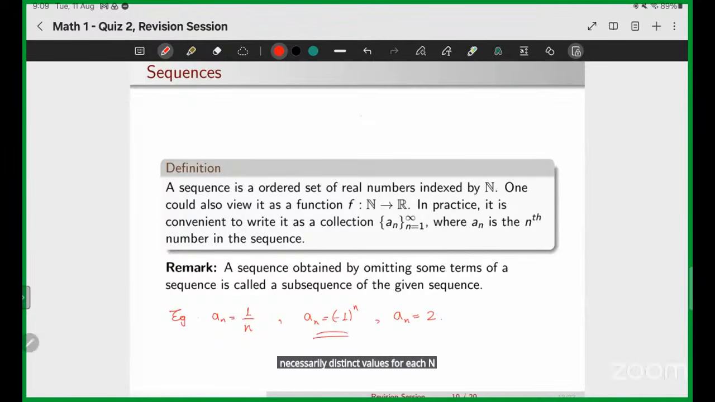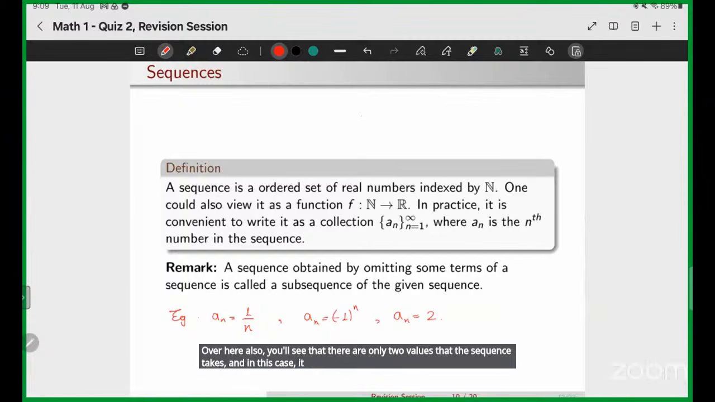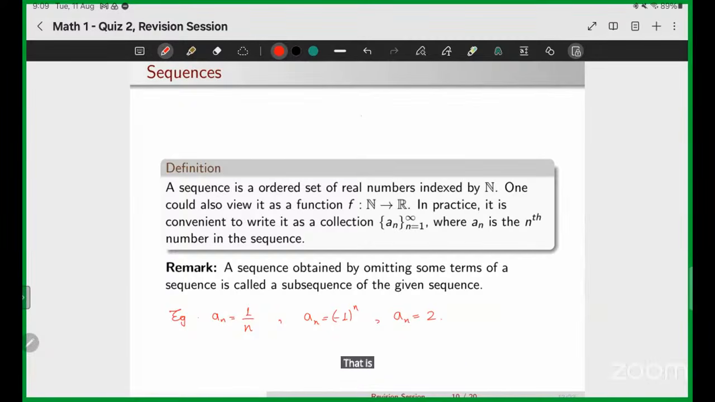Over here also, you'll see that there are only two values that the sequence takes. And in this case, it is actually a constant sequence. So that is what a sequence is. These sequences will be used later on when we discuss limits. So that's why we are introducing this.